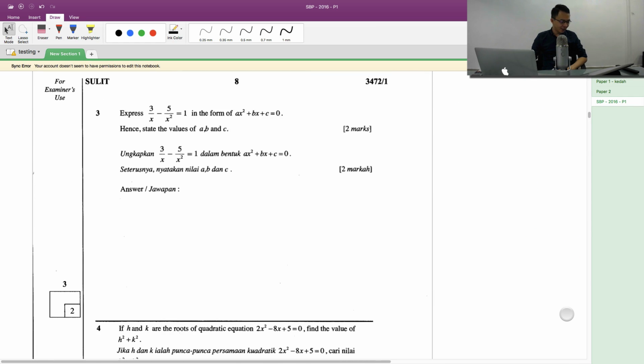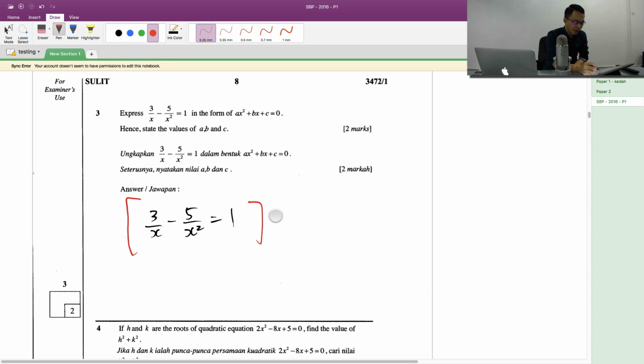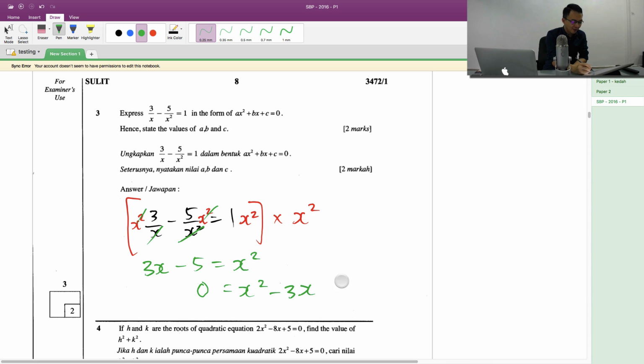Okay, express this equation in the form of a quadratic. This one is just a simple algebra question. 3 over x minus 5 over x squared equals 1. I want to multiply x squared on the whole equation, every single term. Then I simplify, I left 3x. I simplify, I left negative 5 equals x squared. So 0 equals x squared minus 3x plus 5. Alright, done. This is what it means to express your equation in that form. Should be okay.